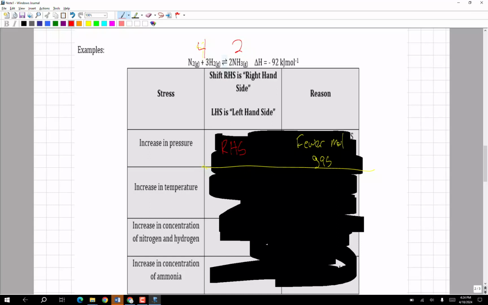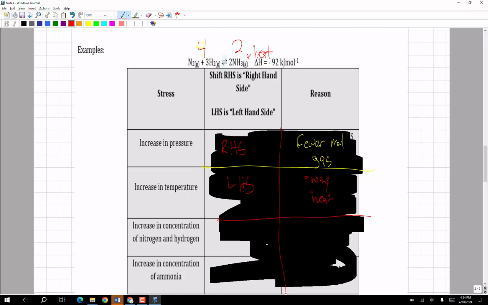Increase the temperature. It's going to shift away from heat. Delta H is negative 92. Well, if it's negative, that means plus heat on the right-hand side. So it's going to shift to the left-hand side.